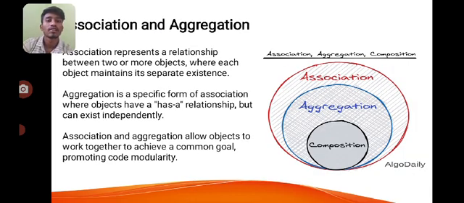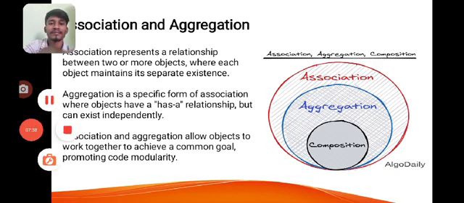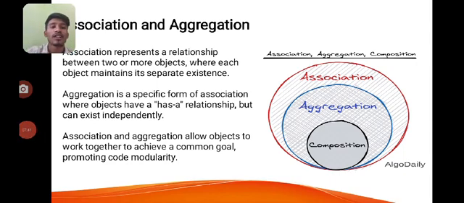Association and aggregation. Association represents a relationship between two or more objects where each object maintains its separate existence. Aggregation is a specific form of association where the objects have a relationship but can exist independently. Association and aggregation allow objects to work together to achieve a common goal, promoting code modularity.